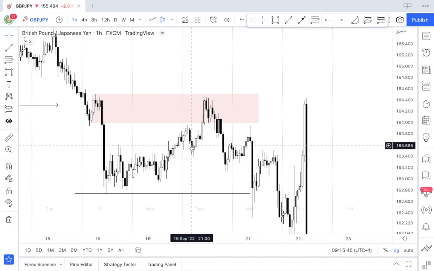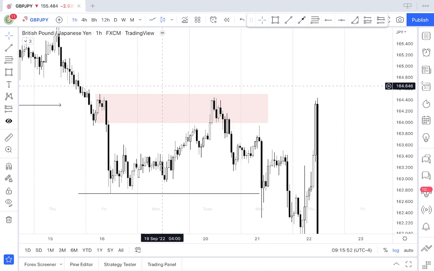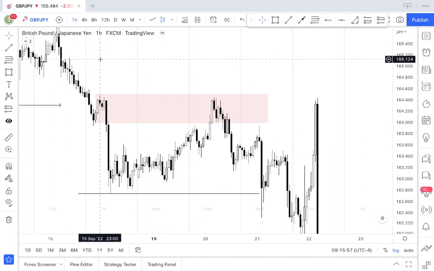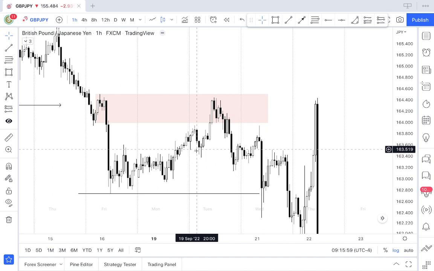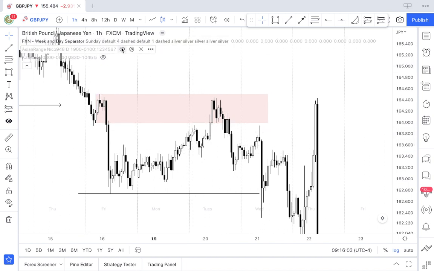Now Tuesday, what happens? GJ, of course, you can trade London, I think even New York, it moves. I don't really trade Asia, but I guess it could work out because it's a JPY pair. Anyway, we push up, taking out this Asia high. I believe that's an Asia high.